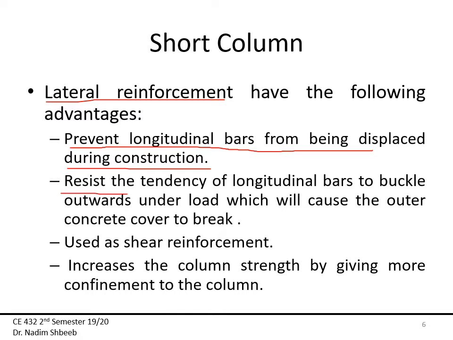The second advantage is it resists the tendency of longitudinal bars to buckle. Here, because they're very slender, buckling might become an issue. So if I put lateral ties, I'm just decreasing the unsupported length by using these ties. The third use is again shear reinforcement, and you do need shear reinforcement in columns, so that's kind of a no-brainer. It also increases the column strength by giving it more confinement, and I will show that in the next slide, especially for spiral reinforcement.